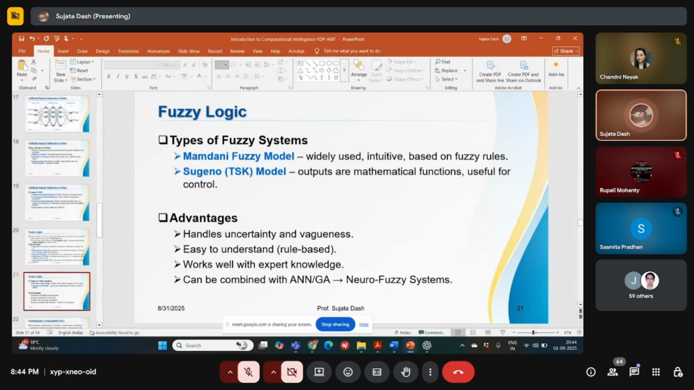It is great for real world systems without complex modeling, and widely applicable, used in consumer electronics and robotics, automotive systems, and decision making tools. So these are the advantages of fuzzy logic systems.